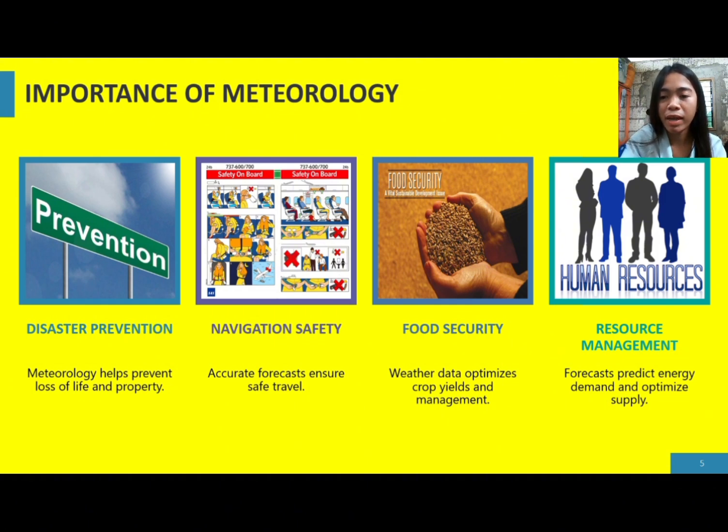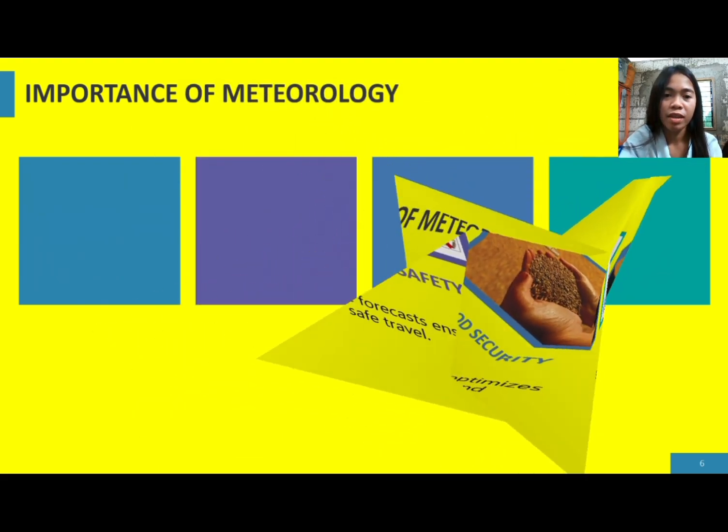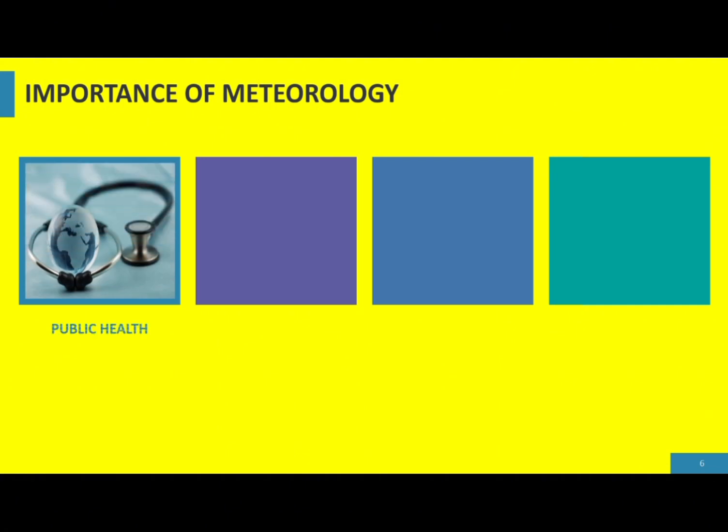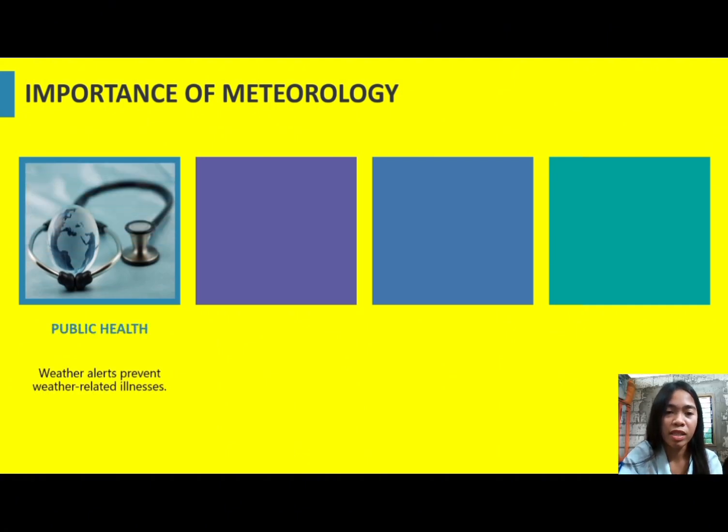Forecasts predict energy demand and optimize supplies. Forecasts predict energy demand, helping utilities optimize energy production and reduce waste, ensuring a reliable energy supply. Another importance of meteorology is public health. Weather alerts prevent weather-related illnesses. In public health, weather alerts help prevent heat-related illnesses like hypothermia and other weather-related health issues.